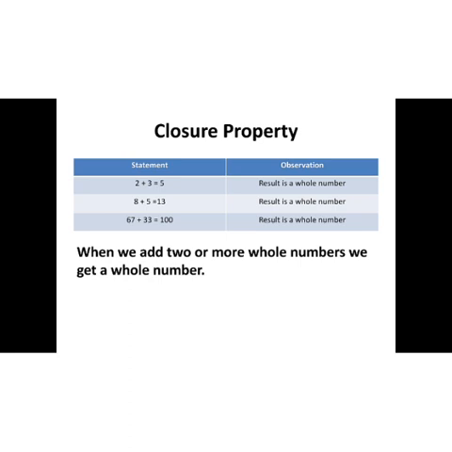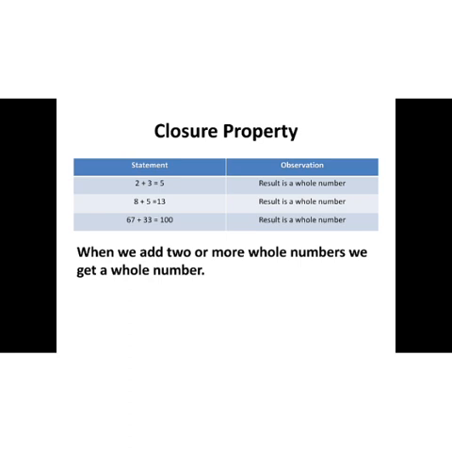We know that 2, 3, 5, 8, 13, 67, 33 and 100 are whole numbers. So, are the sums of these numbers whole numbers? Yes, isn't it? We know that 5, 13 and 100 are whole numbers. So, the sum is a whole number. So, we can say that when we add two or more whole numbers, we get a whole number.